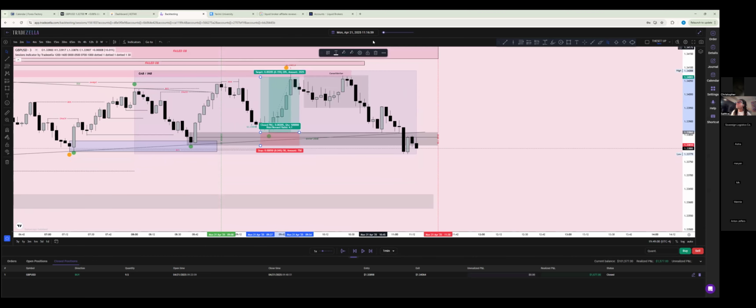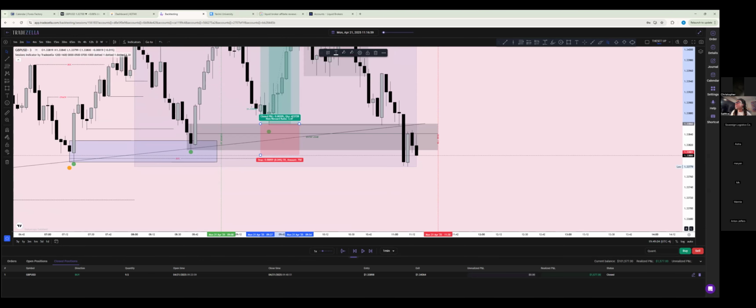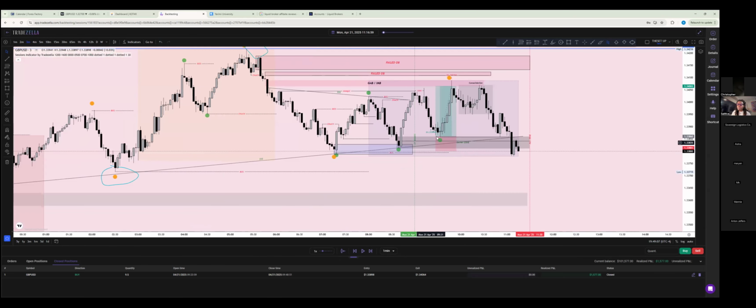You know what I mean? But I don't do that. I like to give price a little bit of breathing room because at the end of the day, it's not about the money. It's about the skill and catching the move. Because the money will come easily. As your account balance grows, those entries will make significance for you.